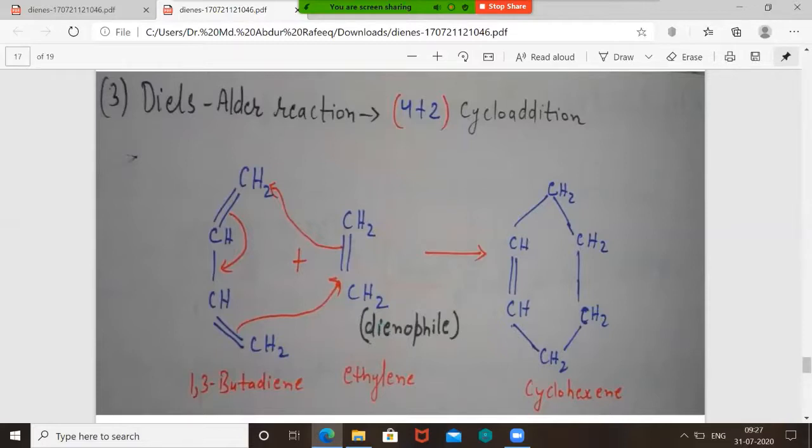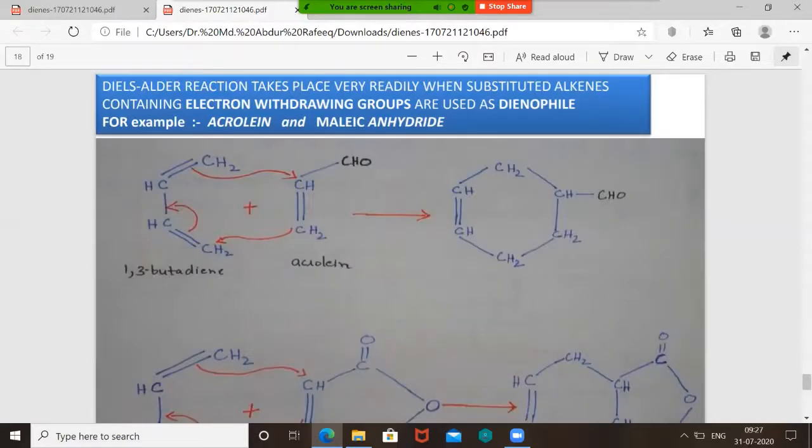The addition takes place at the 4th and 1st carbon, you see here. So we are getting a cyclic product. This is the diene and this is the dienophile, meaning a compound having a double bond. If in place of hydrogen there is another group, you get that substituted compound. So this is the Diels-Alder reaction. It's an important reaction for 1,3-butadiene.